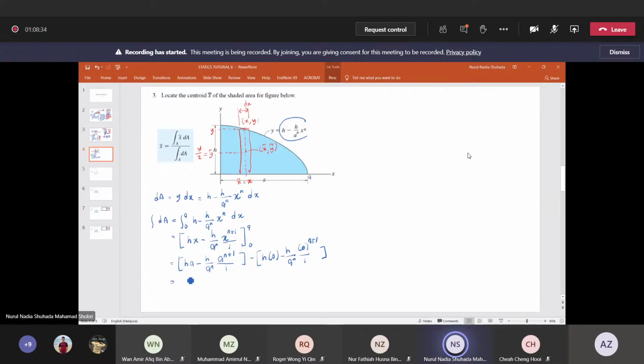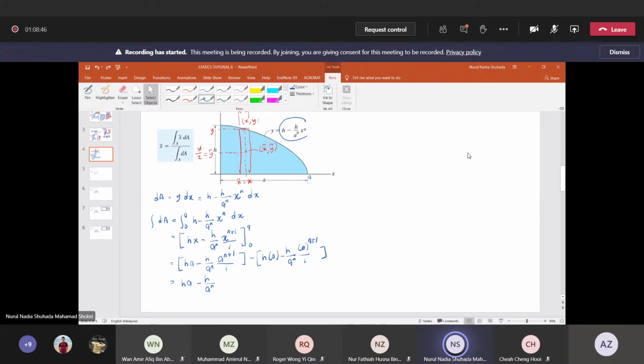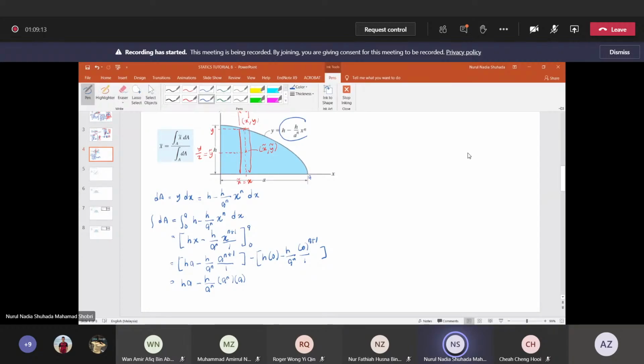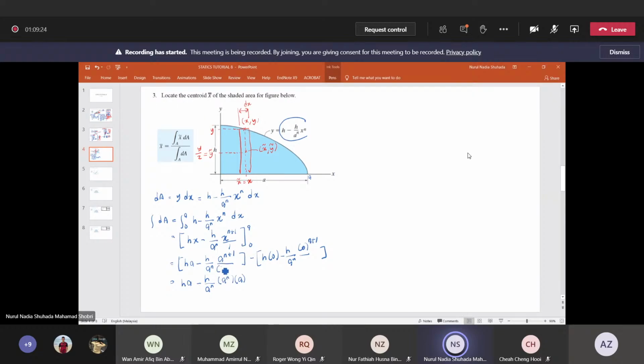a^(n+1) is also equal to a^n times a. Okay, I directly simplify this, and you can see we have a common... I'm sorry, I made some mistake here. It should be a to the power n plus 1, so at the bottom you should divide by n plus 1. Okay, apologies for my mistakes.